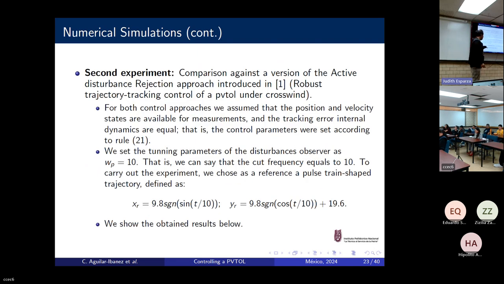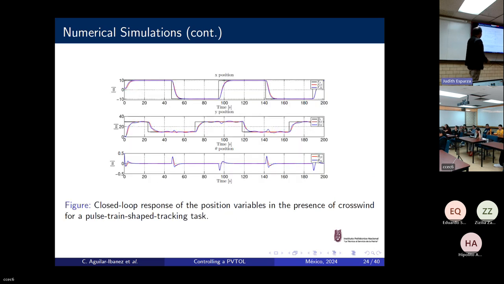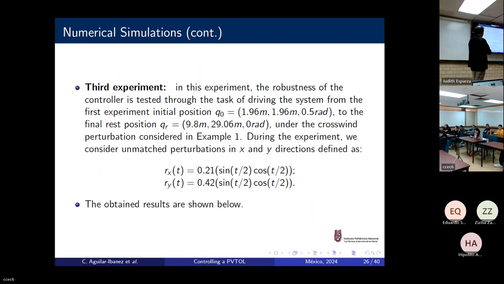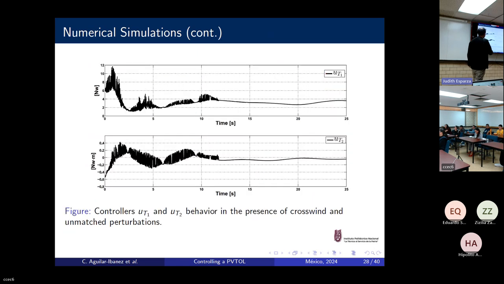In the second experiment, we are following this reference, and the same, we reach this reference. The third experiment is almost the same. You could see the chattering is unavoidable in this kind of control. Maybe if you use a hyperbolic tangent or something like that, but you lose the finite time.